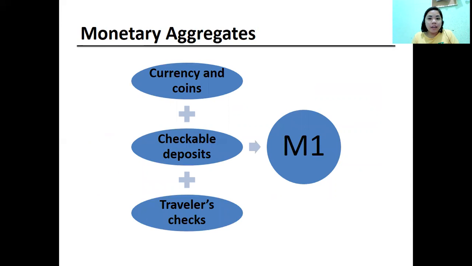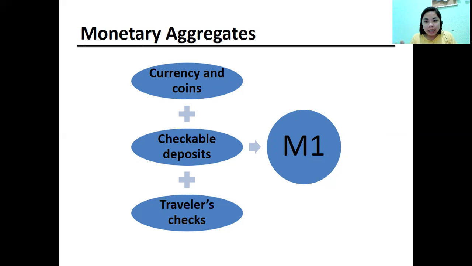So we have money aggregates. The first aggregate is M1, which consists of currency and coins, checkable deposits, those are checks ready for deposit, and traveler's checks. Those are the checks a traveler carries. Basically, if you travel for business, you cannot carry a lot of cash in your pocket, so they usually bring traveler's checks. It is easily convertible to actual money.